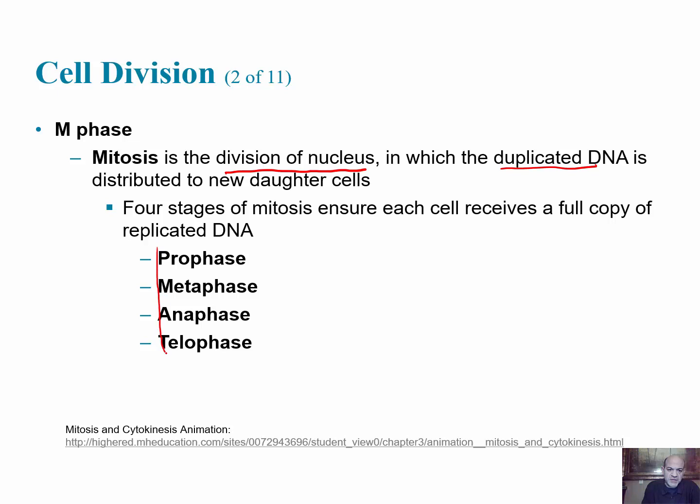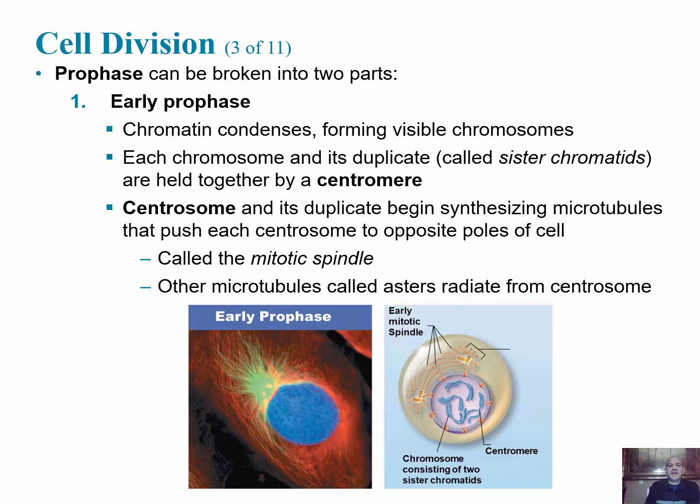PMAT is one way to think about it. P for prophase, M for metaphase, A for anaphase, and T for telophase. And so looking at the cells, we're going to actually divide prophase into early and late. So here's prophase. It can be broken into 2 parts. We have early prophase, and here your chromatin is going to condense. And at this point, when it condenses, you'd be able to see it with the light microscope, and so they're called chromosomes at that point. Each chromosome is going to have both duplicates of the DNA that was copied during the S phase. And each duplicate is still connected, and we're going to call each duplicate sister chromatid.